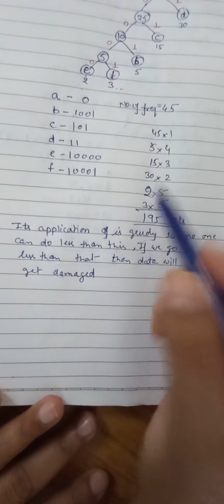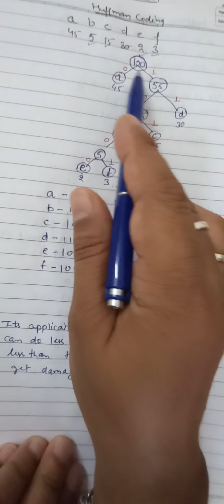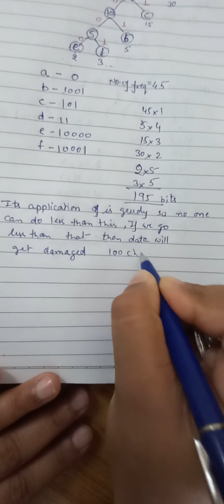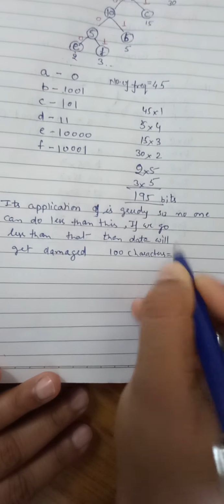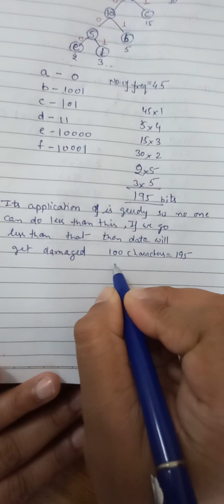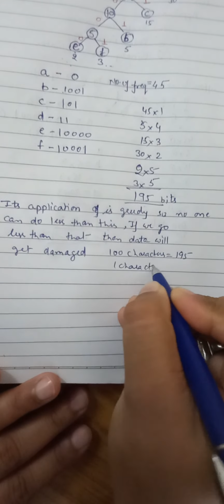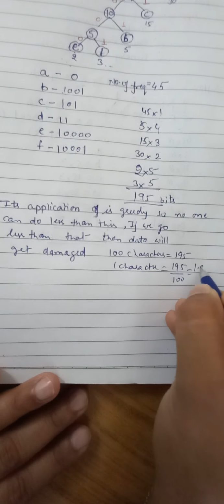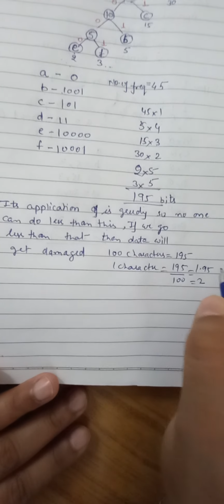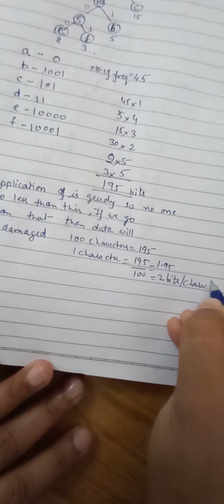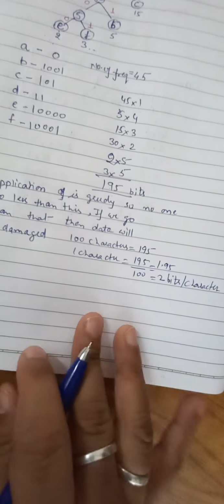And 100 characters, as we have seen here, how many characters? Total 100 characters. 100 characters equal how many bits? 195 bits, as we have calculated. So for one character, it is 195 by 100, that is 1.95, about 2 bits per character with the help of Huffman coding.